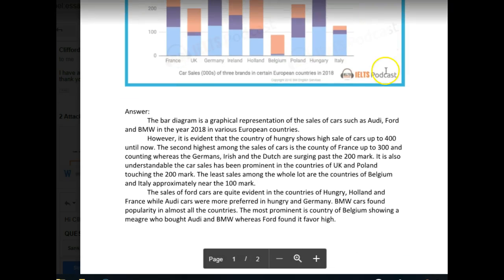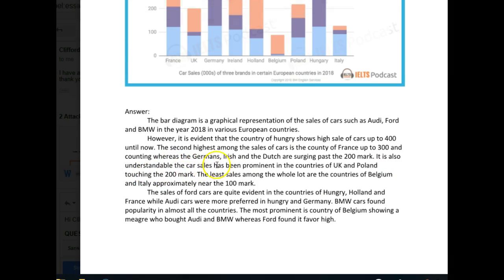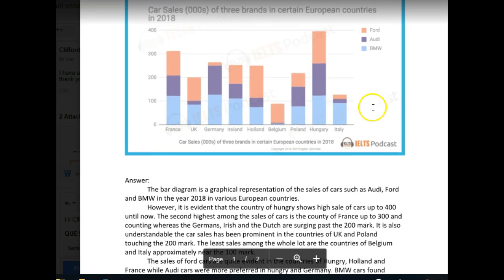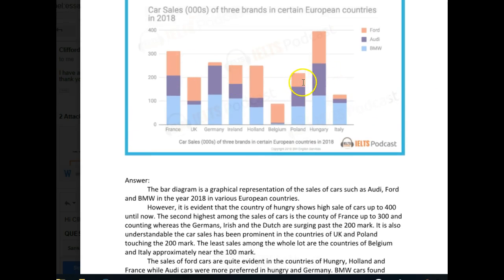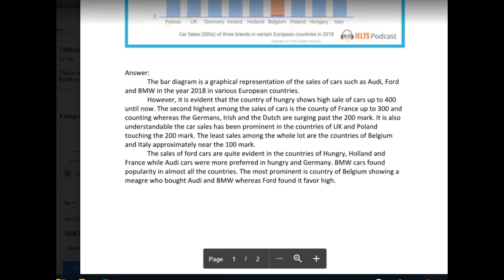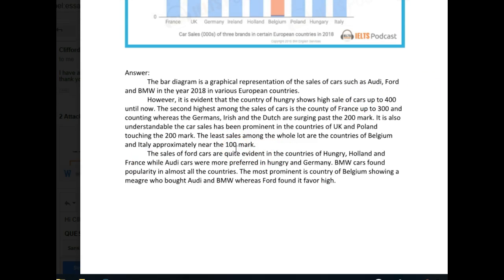Okay, so all right, it is also understandable that the car sales have been prominent in the countries of UK and Poland, touching the 200,000 mark again. UK and Poland. All right, yeah, okay, I understand this. Fine. The least sales among the whole lot are the countries of Belgium and Italy, approximately near the 100,000 mark. Again, really be very careful of this. Your data so far has been completely inaccurate because you've not referred to this as being in the 100,000s. It's very important. Moving on.